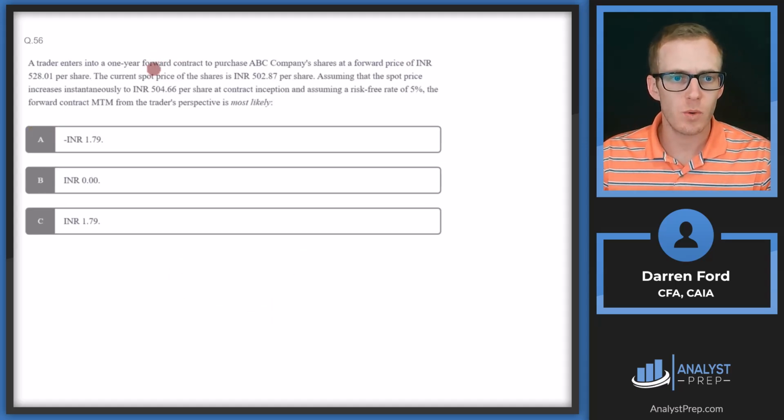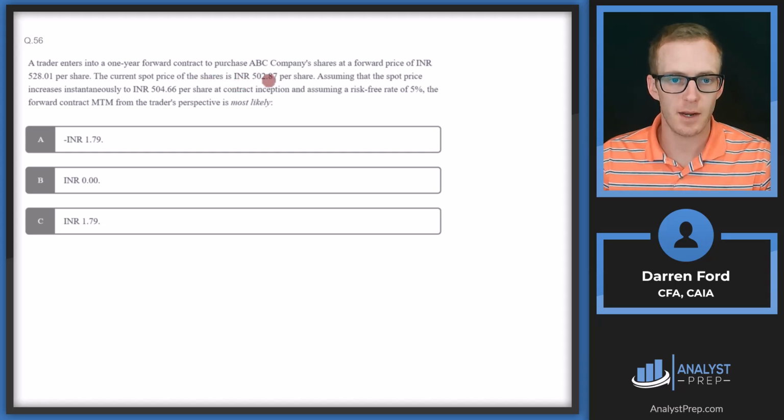A trader enters into a 1-year forward contract to purchase ABC Company shares at a forward price of INR 528.01. The current spot price of the shares is INR 502.87.